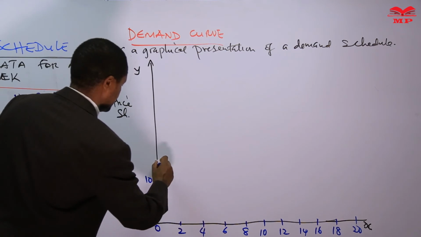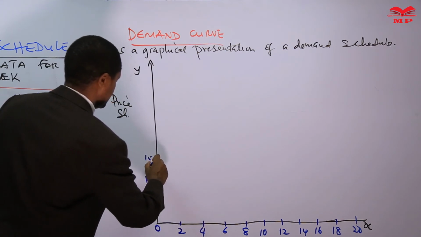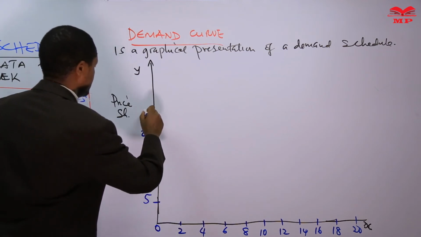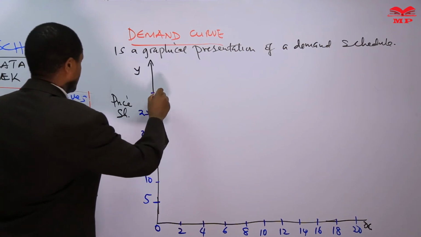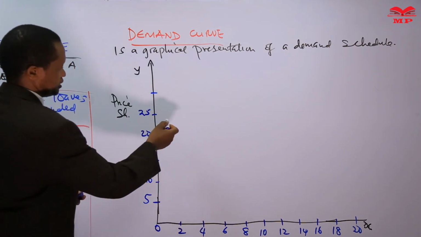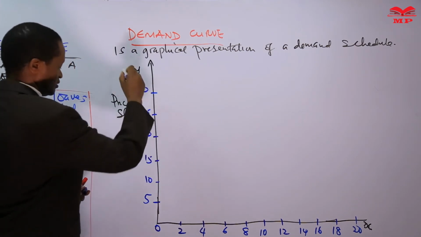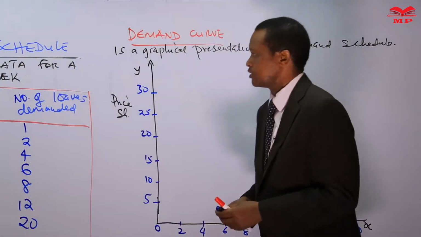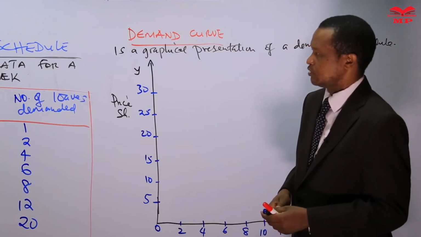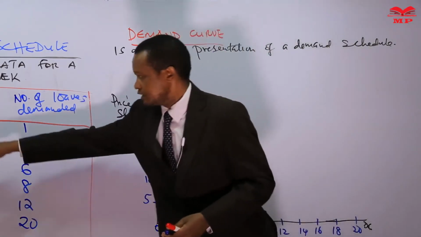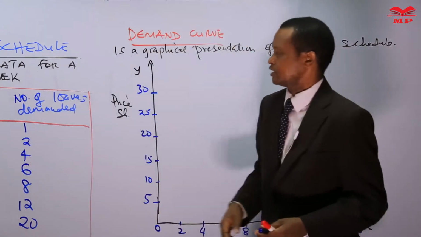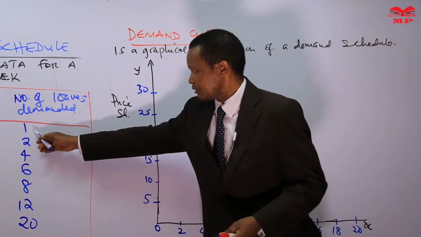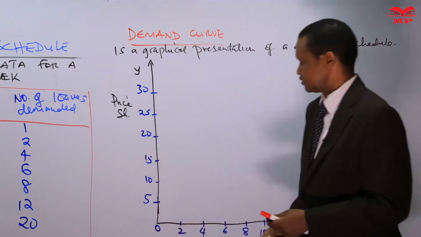Then we can talk about 15, 20, 25, and finally 30. All right, so that you can now plot the points. When the price of a loaf of bread is 30 shillings, then the quantity demanded by Consolata will be 1 loaf.